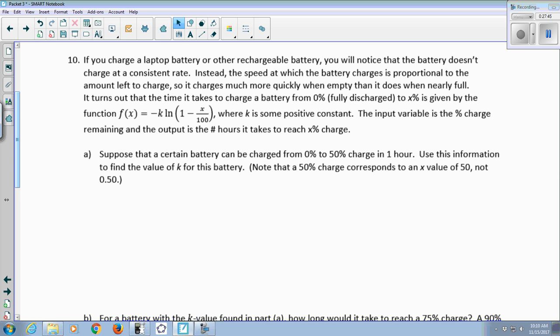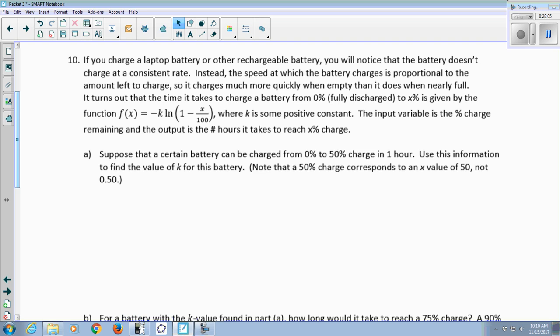Okay, so this last problem has a lot of parts to it, but it's a good one. If you charge a laptop battery or other rechargeable battery, you will notice that the battery doesn't charge at a consistent rate. The speed at which the battery charges is proportional to the amount left to charge. So it charges much more quickly when it's empty than it does when it's nearly full.